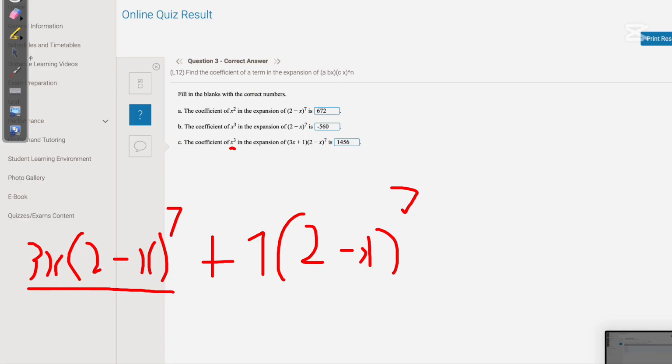You get what I mean? Basically, let's say we have 3x times x to the power of k. To get x cubed, how will we get that? We'll get that if k is 2. Same here, we'll do the same thing. 3x times x to the power of how much will give you x cubed? 3x times x squared.